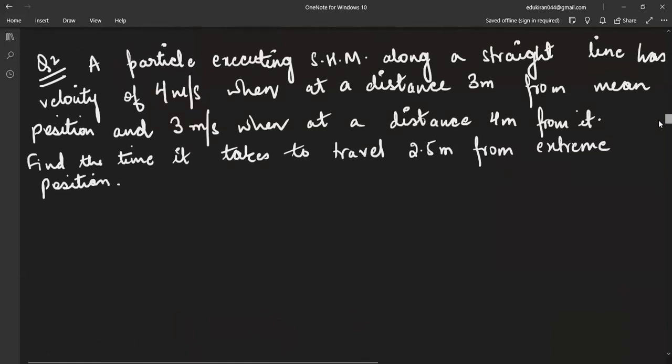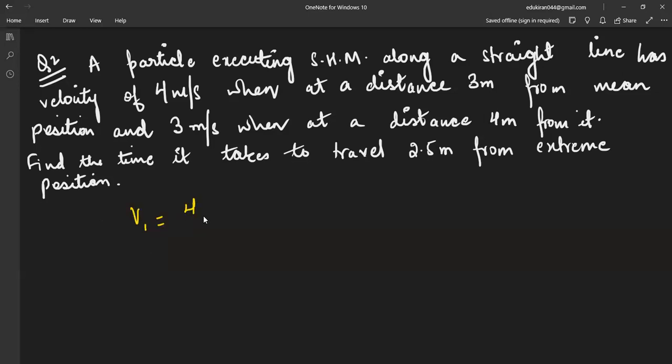This you have completed, no? Okay, let me discuss. This is also a good question. A particle executing SHM along a straight line has a velocity 4 meter per second when at a distance of 3 meters from mean position and 3 meter per second when at a distance of 4 meters from it. Find the time it takes to travel 2.5 meters from the extreme position.